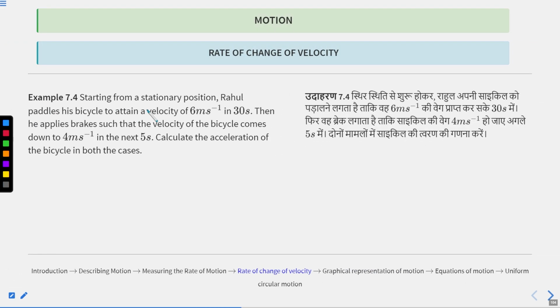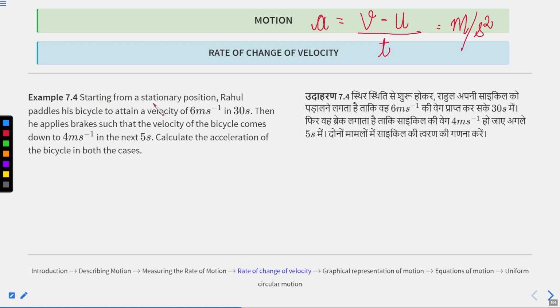Now let's solve some questions. We have learned the formula of acceleration. I am writing above that acceleration, its symbol is a. a is final velocity minus initial velocity divided by time. This is the formula for acceleration. And the unit of acceleration is meter per second square.